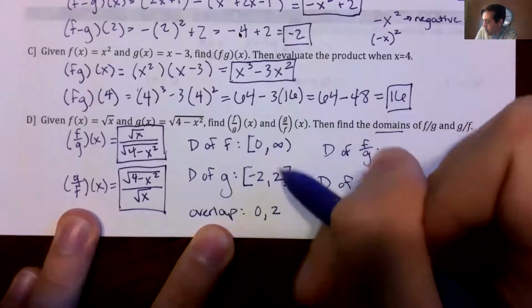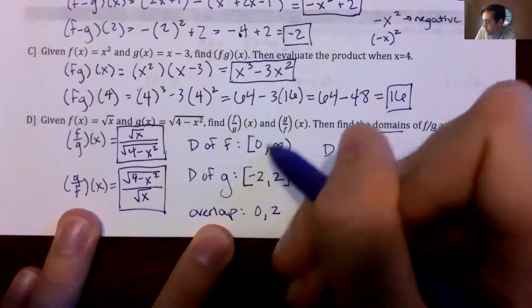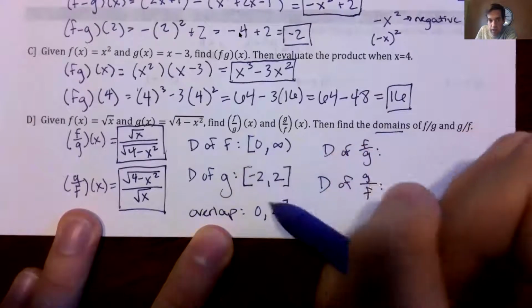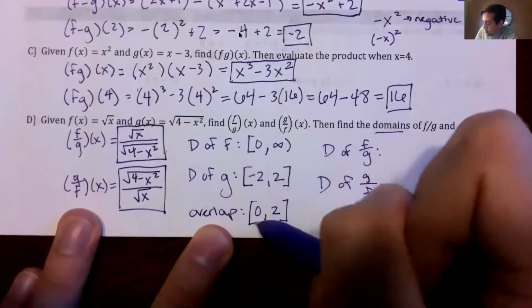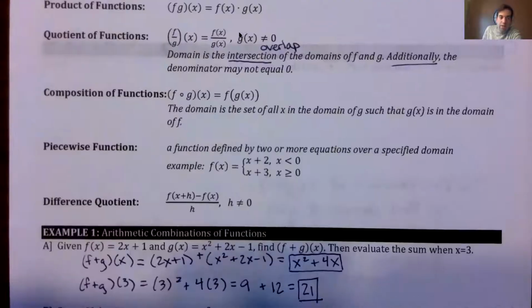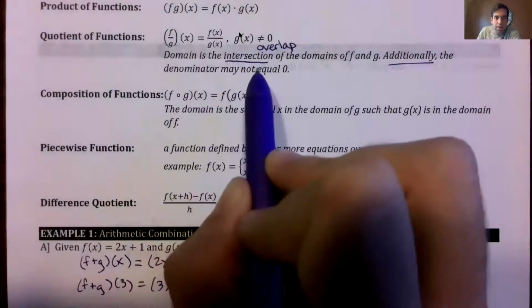And 2 is included in both, because 2 is included here, and 2 is between 0 and infinity, so it's definitely included in the first one. And 0 is included here, and 0 is right in the middle here, so it's included in both. So that's our overlap. And so the last step then, if we look back at the top again, is the denominator may not equal 0. So we have to look.